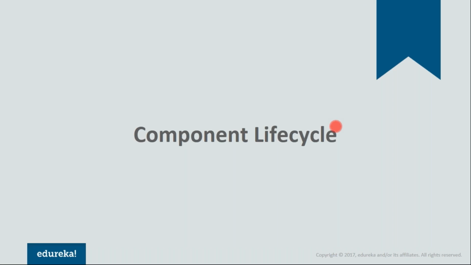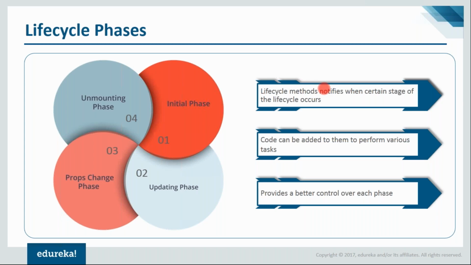Okay, now this is the final topic in this session. And what I'm going to do here is explain what the different phases are. So there are 4 different phases in your component lifecycle. The first is your initial phase. The next is your updating phase. The third is your props change phase, and the fourth is the unmounting phase. Okay, now let's see each of these in detail.